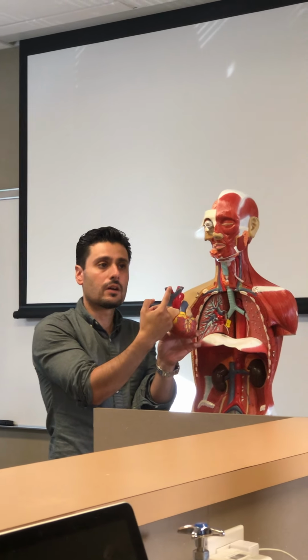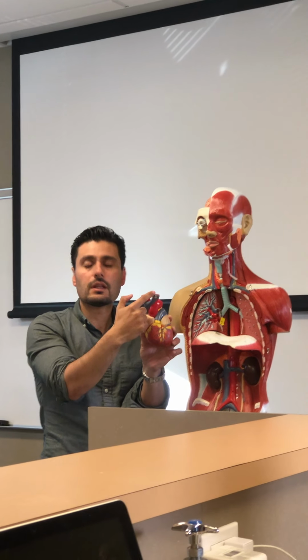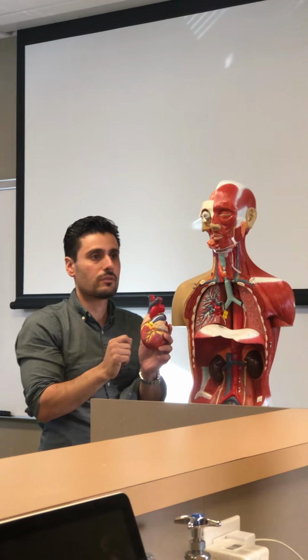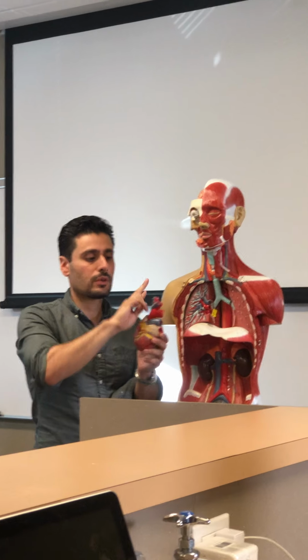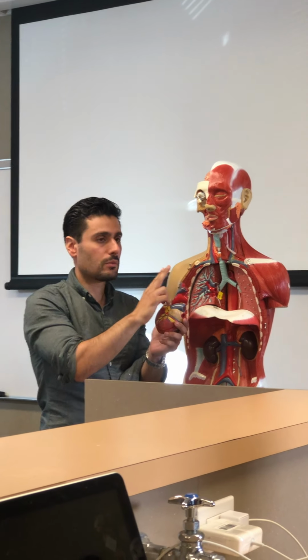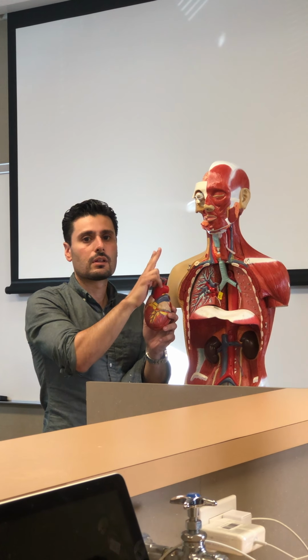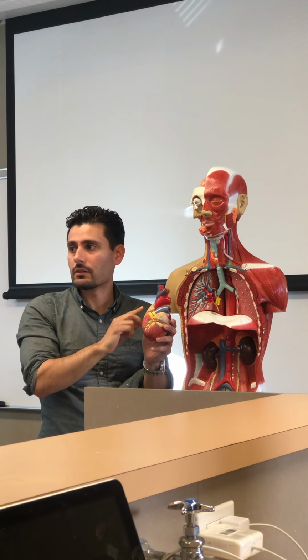Right brachiocephalic artery. Then we have the left common carotid. Then at the end we have the left subclavian. Okay? The right brachiocephalic is going to bifurcate and form what we just saw on the left, correct? So on the right side, the brachiocephalic bifurcates into what structures? The right common carotid and the right subclavian, correct?